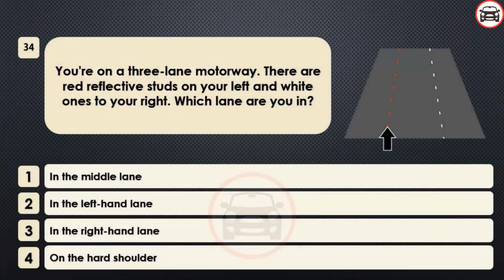You're on a 3-lane motorway. There are red reflective studs on your left and white ones to your right. Which lane are you in? 1. In the middle lane. 2. In the left-hand lane. 3. In the right-hand lane. 4. On the hard shoulder.